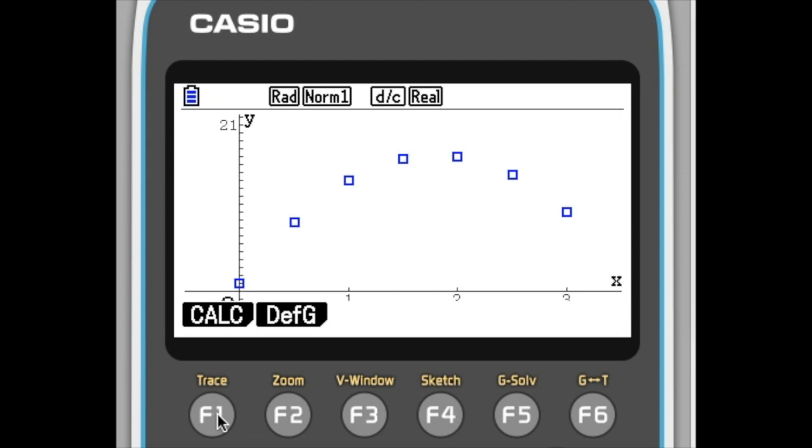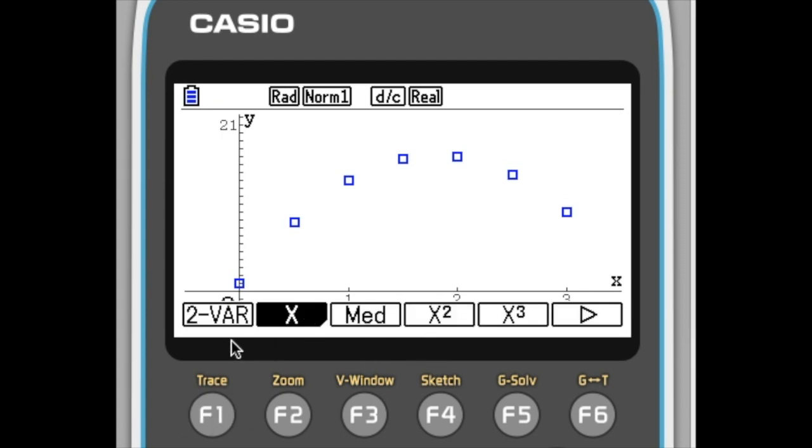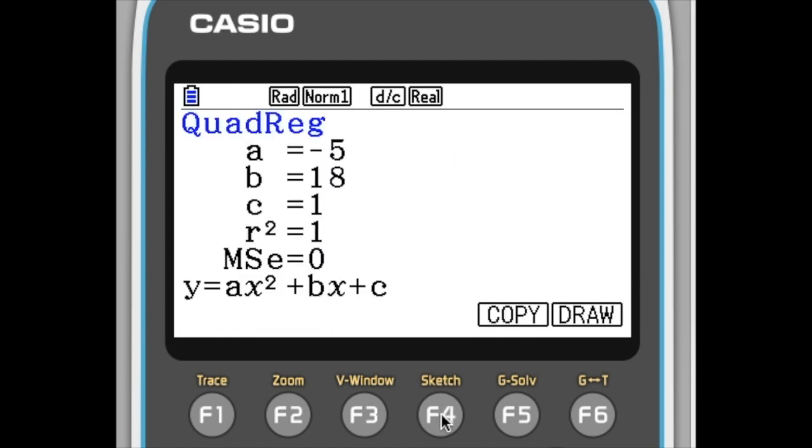In order to work out what the quadratic model actually is, choose Calc, and of all of these options here, we've already seen the linear regression module. Choose x squared, and the calculator will try to fit a quadratic. So I'll press that, and we get the announcement that the calculator is trying to find an equation of the form y equals ax squared plus bx plus c. And it has found that a will need to be -5, b will need to be 18, and c will need to be 1.